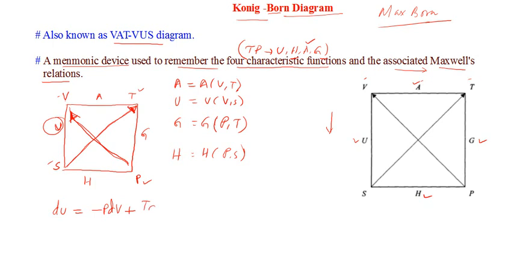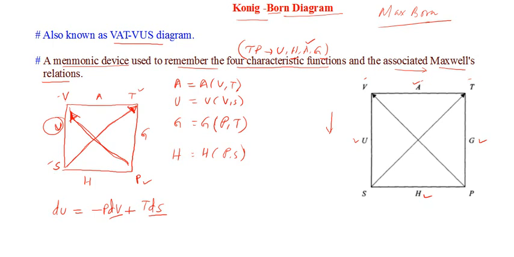This equation is familiar to you by this time, but this is how it is recalled from the Maxwell's diagram. It is minus P dV. V is the variable, so I am writing dV. S is the natural variable, so I am writing dS, in the same manner.